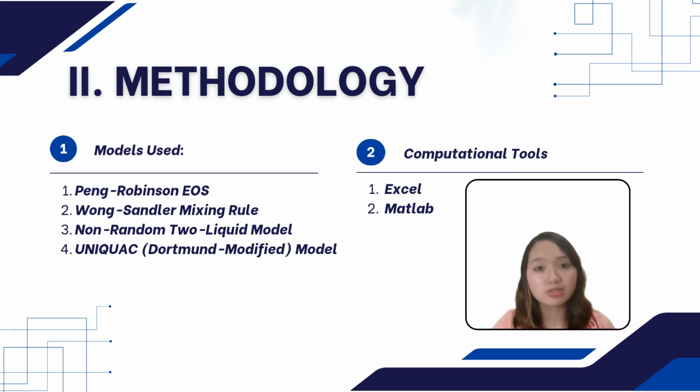For the methodology of this study, several thermodynamic models were applied to describe the R125 and ammonia system. These models are first, Peng-Robinson equation of state, second, Wong-Sandler mixing rule, third, the non-random two-liquid model, and lastly, the Dortmund modified UNIFAC model.